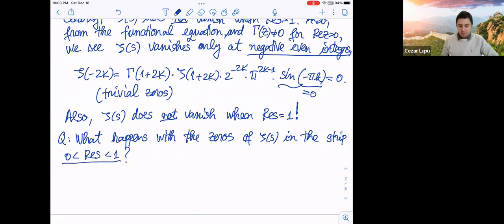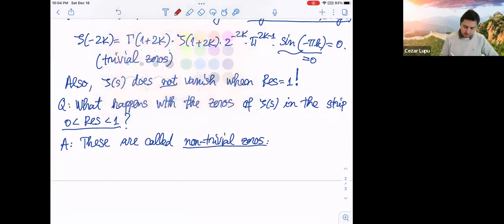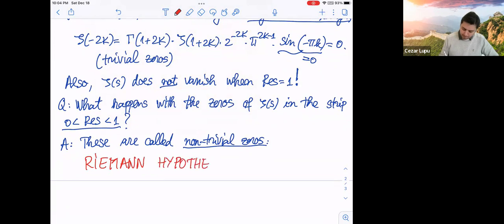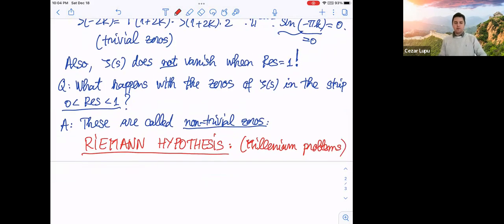And in fact, the answer is what we call these days the Riemann hypothesis. So these are called non-trivial zeros. This goes back to Riemann, and is one of the millennium problems that is still not solved.